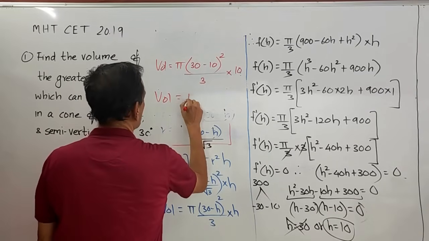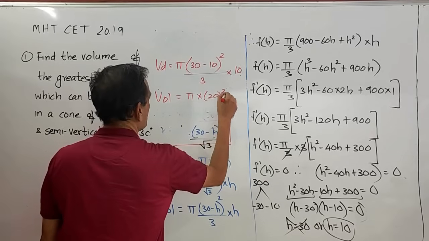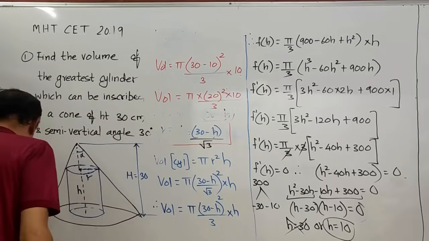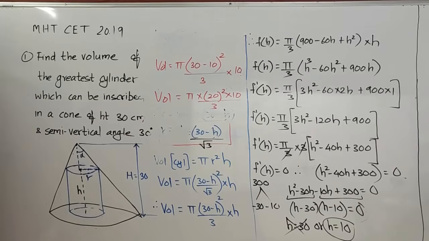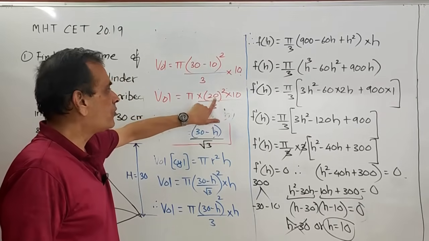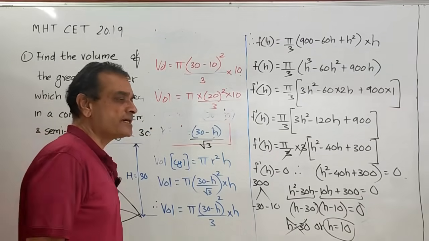30 minus 10, 20. Simplify, the answer is given in terms of pi. 30 minus 10 is 20. 20 squared is 400. 400 into 10, 4000. 4000 pi upon 3 centimeter cube.